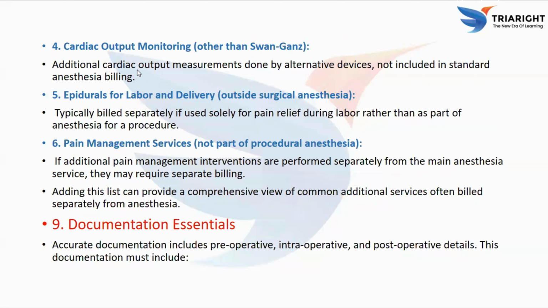And the fourth is cardiac output monitoring, which is other than the Swan-Ganz. So what is cardiac output monitoring? It measures how much blood the heart pumps per minute. So it also helps to assess the heart function during high-risk surgeries. So other than Swan-Ganz means the devices other than the Swan-Ganz catheter. Example, like minimally invasive cardiac output monitors.